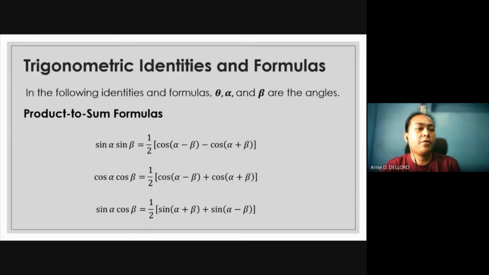Okay? Then we have for cosine, na bago yung operation. Then we have sine alpha cosine beta. So we have 1/2 times sine alpha plus beta plus sine alpha minus beta. Okay.